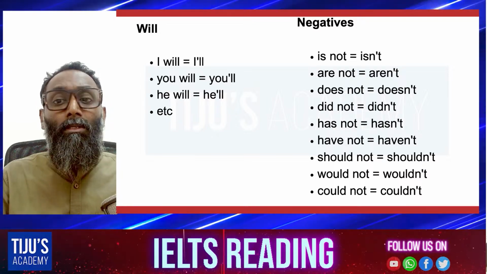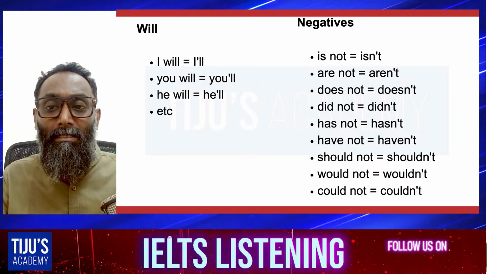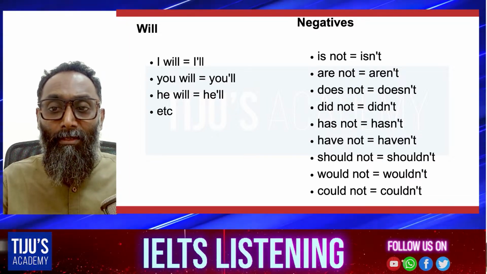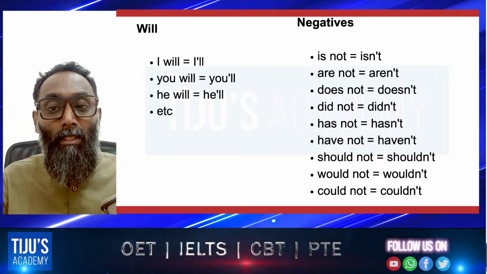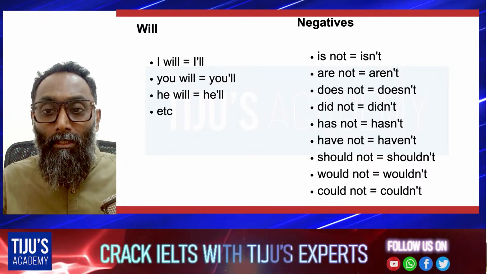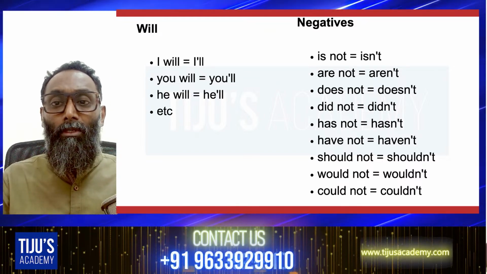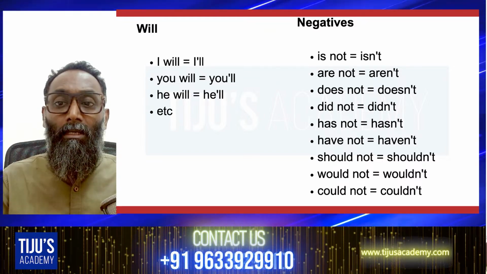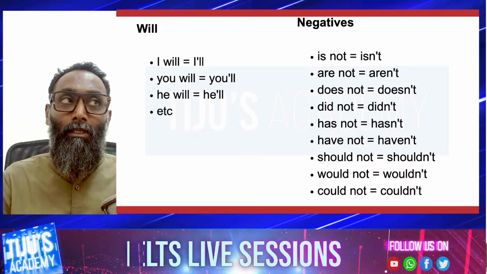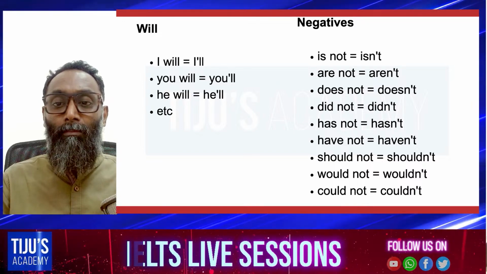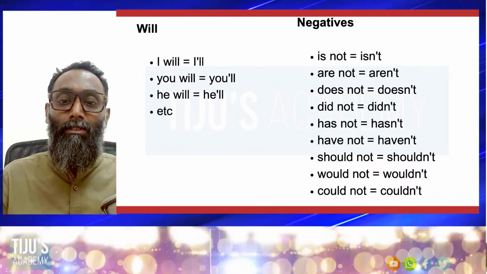Okay, did not, didn't, has not is hasn't, have not is haven't, should not, shouldn't, would not, wouldn't, could not, couldn't. So when we speak negatives, these are the contractions. Is not into isn't, are not into aren't, and we pronounce it as aunt. So make sure in your practice sessions that you are pronouncing these words correctly, the contractions.